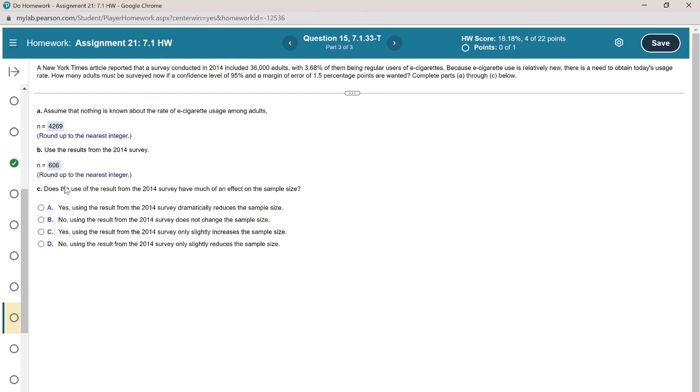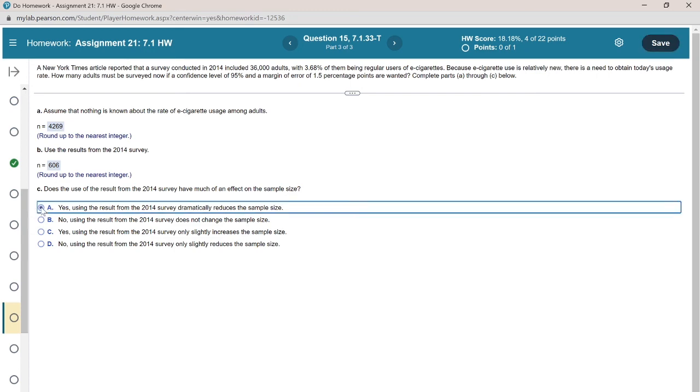Based on this information, does the use of the result from the 2014 survey have much of an effect on the sample size? The answer is yes. Using the result from the 2014 survey dramatically reduces the sample size. That's the right answer.